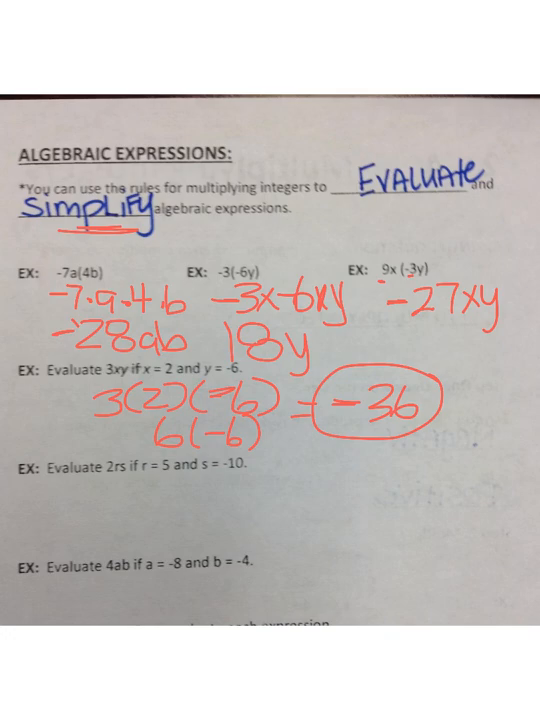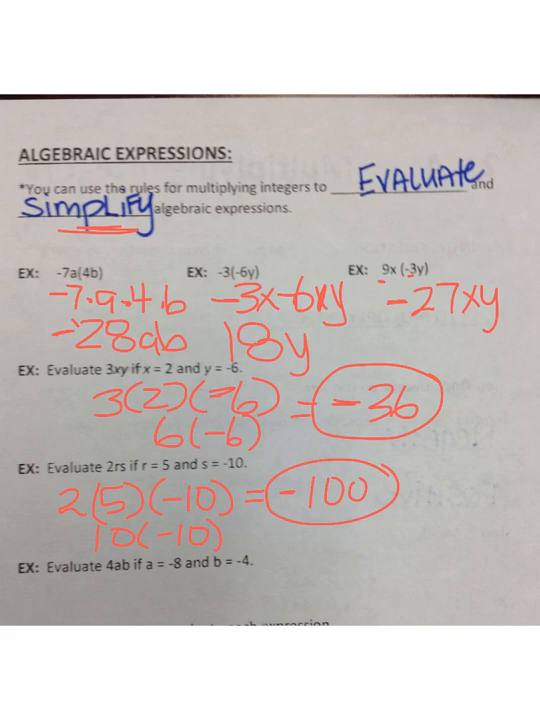For B, evaluate 2rs if r equals 5 and s equals negative 10. I'm going to substitute my values: 2 times r, which is 5, times s, which is negative 10. Again, I have an odd number of negatives, so I know my answer is going to be negative. 2 times 5 is 10, and then 10 times negative 10 is negative 100.